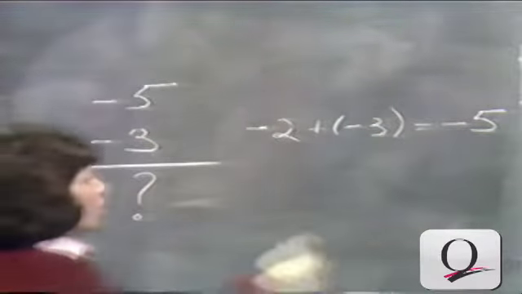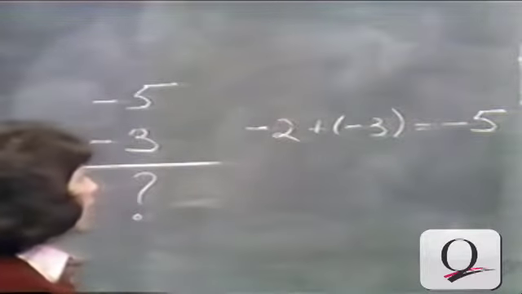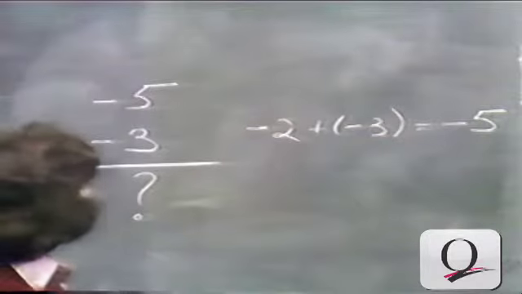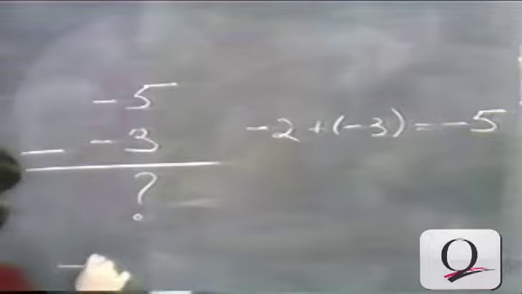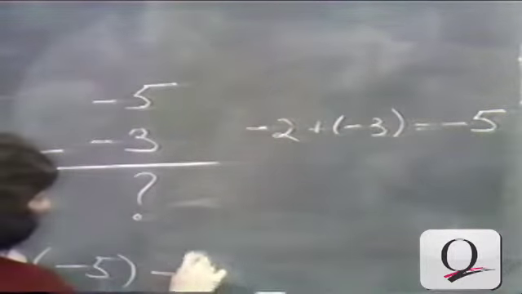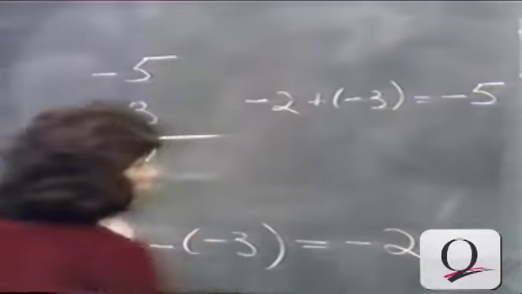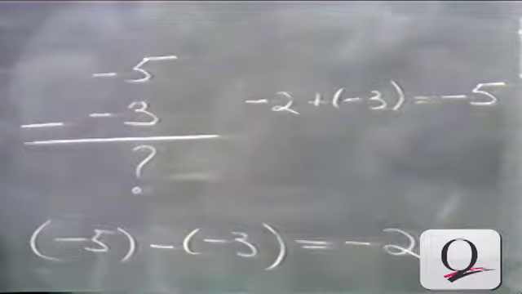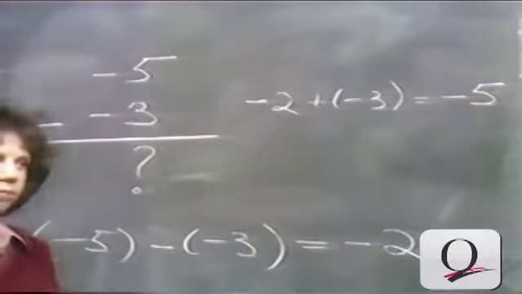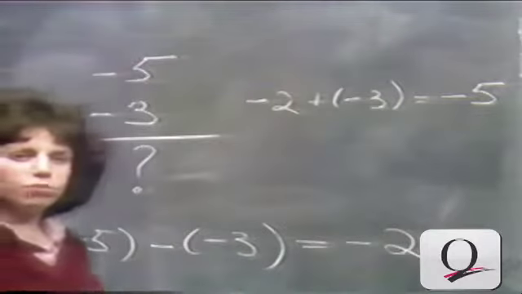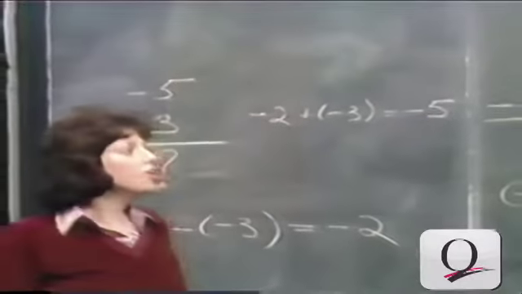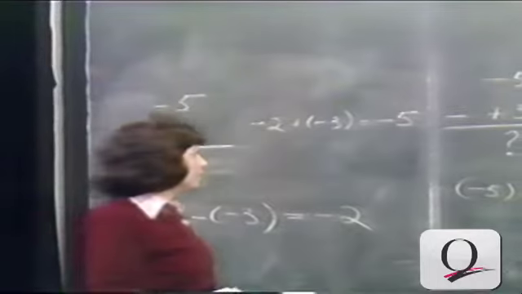Minus 2 and minus 3, two numbers with the same sign. We add up the 2 and the 3, we get 5. We prefix the common sign, and we get minus 5. So the answer to this problem, minus 5, take away a minus 3, is minus 2. Now, we have worked out 4 small problems involving subtraction of signed numbers. If we collect our results, we'll be able to formulate a rule for subtraction of signed numbers.